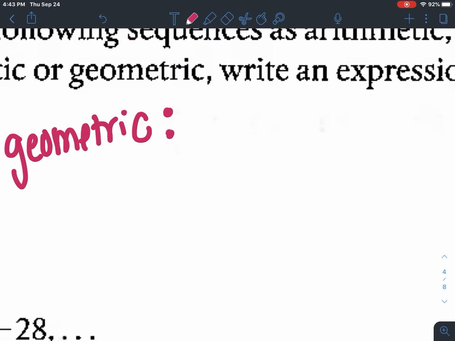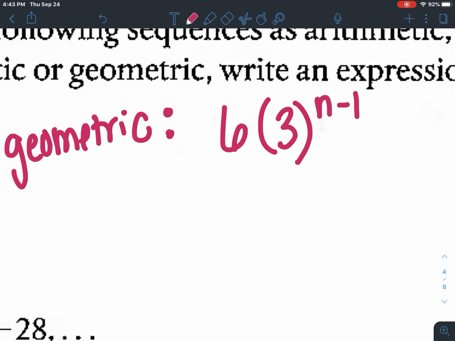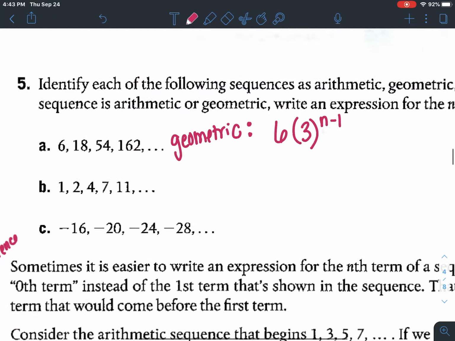And we have 6 as our first term times our common ratio, which is 3, to the n minus 1 power. We don't do anything with n. N is the nth term. So if we wanted to find the 50th term, we'd plug it in for n.